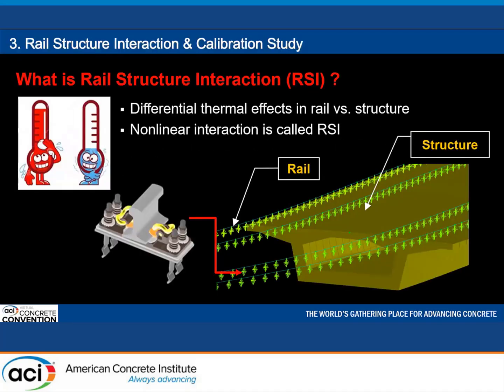What is rail structure interaction? Let's look at this picture. In this picture, it shows the superstructure. The 4 green lines represent 4 rails. The diamond shapes are individual rail fasteners.